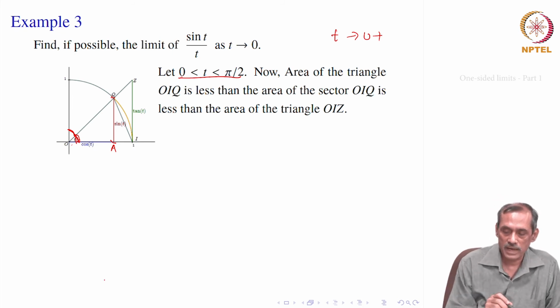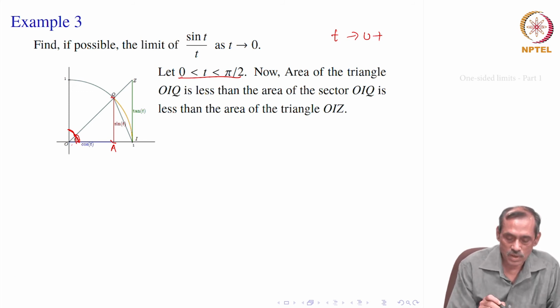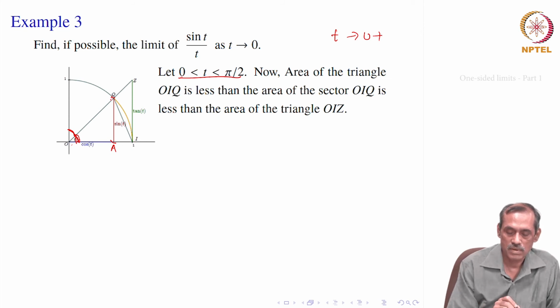So, now we are going to compare the area of the triangle OIQ and the sector OIQ and the triangle OIZ. Let us compare the areas of these. As the geometry shows, the area of the triangle OIQ should be less than the area of the sector OIQ, and that is less than again the area of the triangle OIZ.